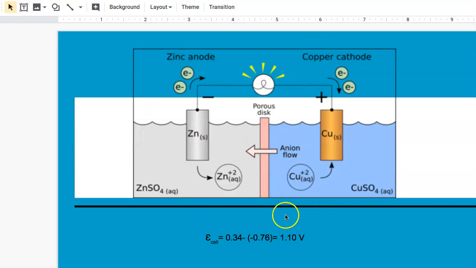Hopefully your drawing looks something like this. We also say E of the cell is 0.34 minus negative 0.76. So again, you see how we're subtracting, but it's a negative value. So really we're going to end up with more voltage and we get 1.10 volts.